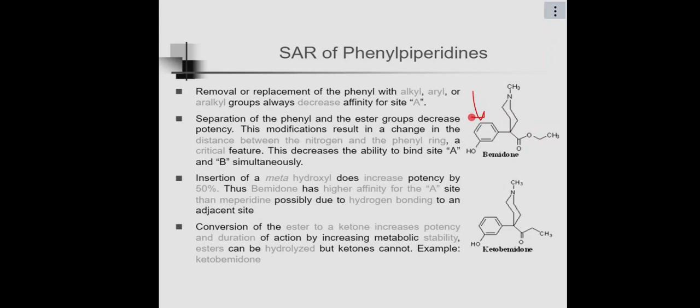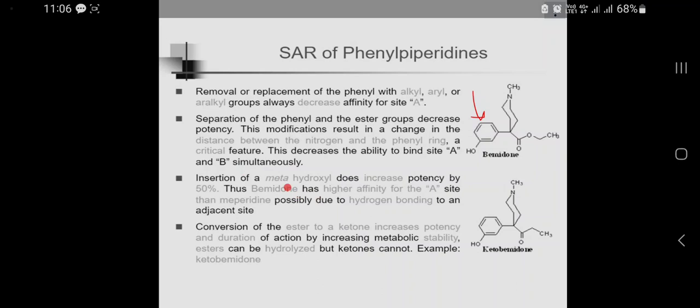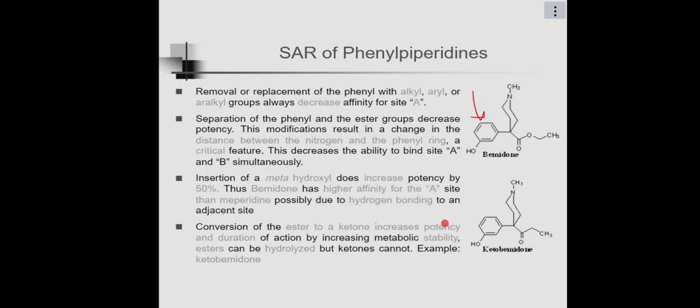I will definitely confirm that, but that's what we are saying. I remember you have just discussed that this molecule has a slight difference in the way it interacts with its receptor compared to the other compounds. So we are therefore saying here that when we have a meta hydroxyl group, it increases the potency by about 50%. Thus, bemidone has higher affinity for the A site than meperidine, possibly due to hydrogen bonding to an adjacent site.